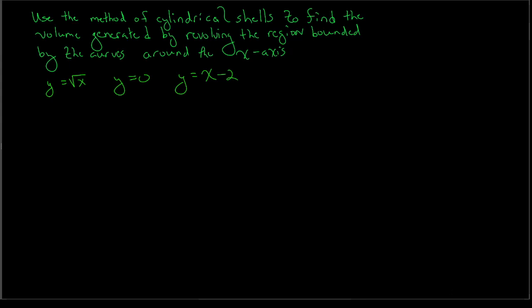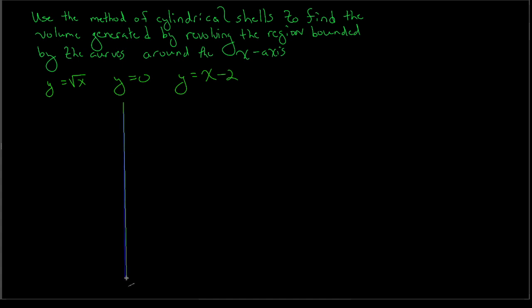Alright, we want to look at the volume created by this situation here. So we have the region bounded by the curves square root of x, 0, and x minus 2. And we're going to do this by rotating this around the x-axis, and we're going to use the cylindrical shell method for this. So the first thing I'm going to do is graph this region in question.